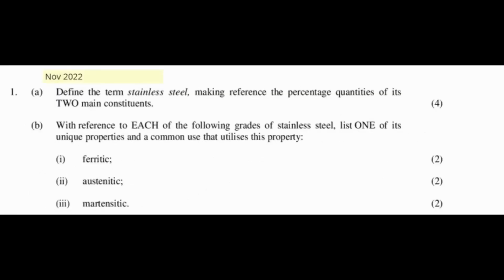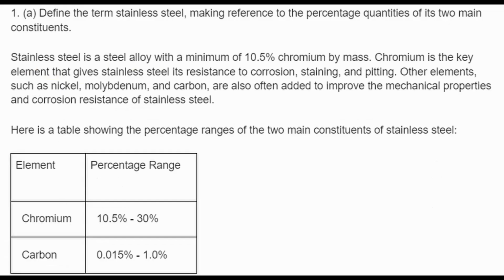Define the term stainless steel, making reference to the percentage quantities of its two main constituents. Stainless steel is a steel alloy with a minimum of 10.5% chromium by mass. Chromium is the key element that gives stainless steel its resistance to corrosion, staining, and pitting. Other elements such as nickel, molybdenum, and carbon are also often added to improve the mechanical properties and corrosion resistance of stainless steel.